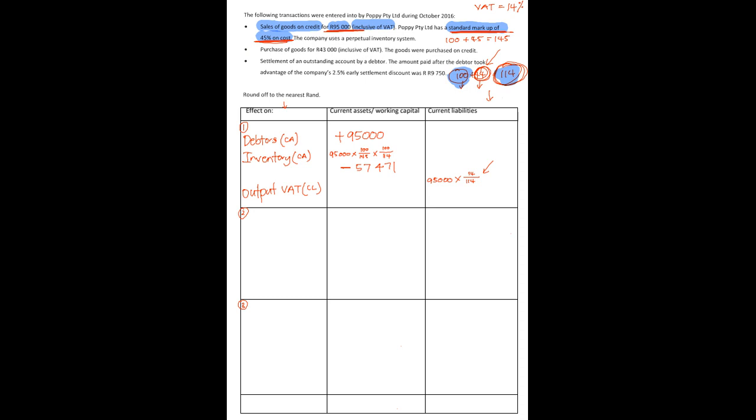Okay, so here, this amount, 95,000 times 14 over 114, tells you that your output VAT has now increased the liability of 11,667 Rand, just saying that you are now, as the business, liable for this VAT of 11,667. So that's your first transaction done and dusted. Let's look at the next one.